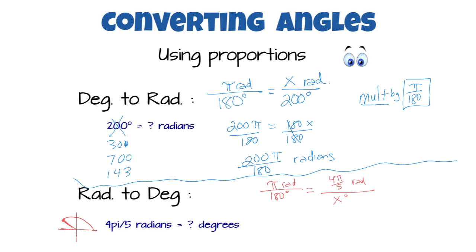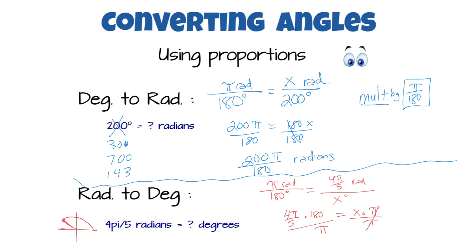So let's see how we would do this. We would do cross products again. So I'm going to multiply the 4 pi over 5 by 180, and that's going to equal x times pi. And then I'm going to divide by pi to isolate the x. So what did I really do with my radian measurement? Here's my radian measurement. I multiplied it by 180 divided by pi. Look at how that compares. It's the reciprocal of that. You're going to multiply by 180, divide by pi.